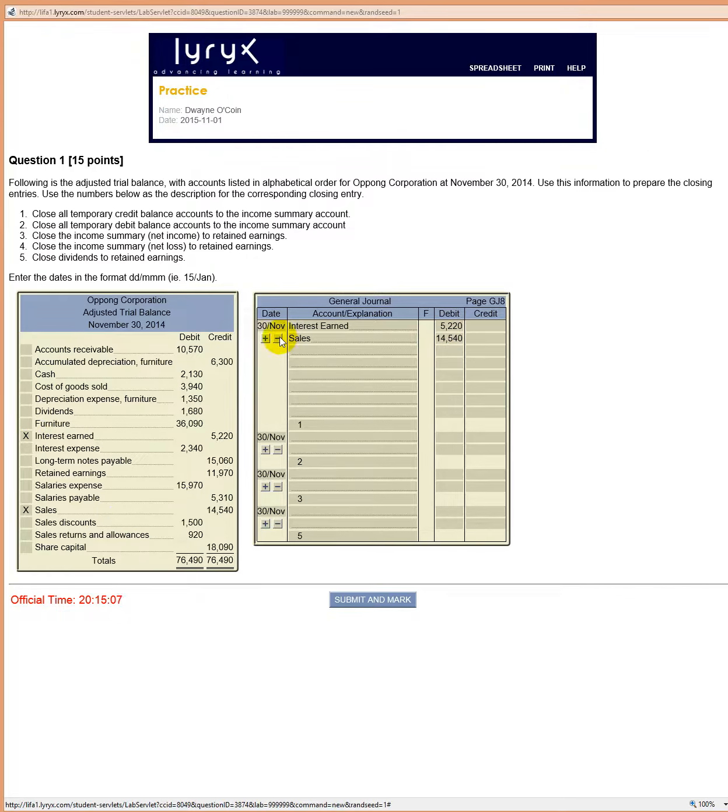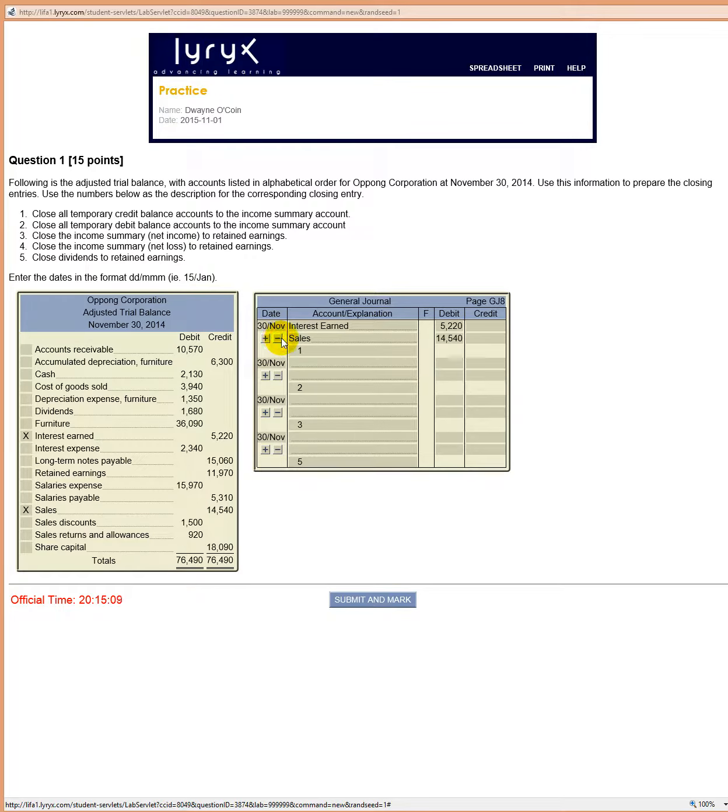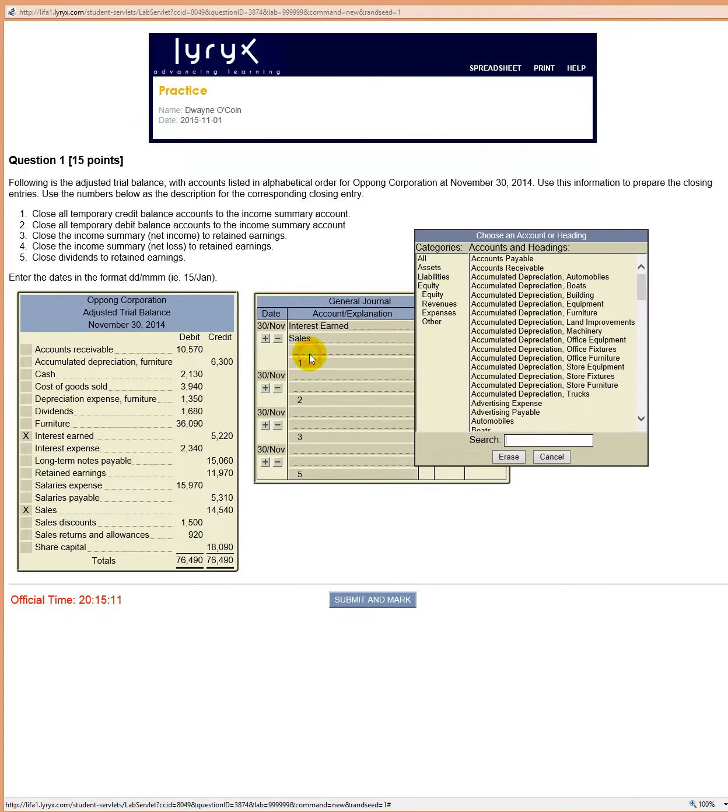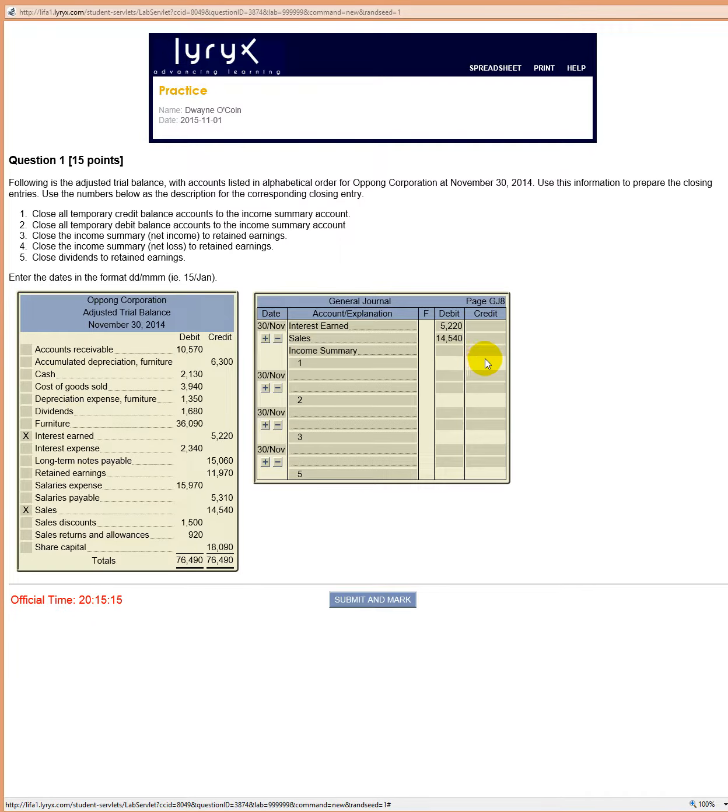I think I was a little enthusiastic. We need to put in the income summary. And that will be the total of those two. But that's all there is to that one.